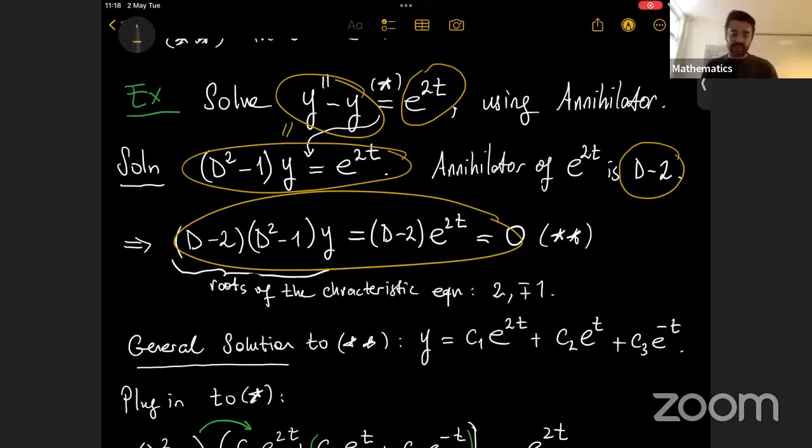We would like to kill the right hand side here, and on the right hand side we have e to the 2t. So the annihilator of e to the 2t is d minus 2. So we apply d minus 2 to both sides, okay?